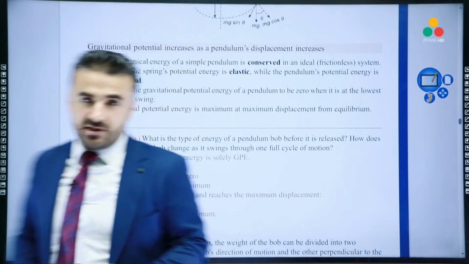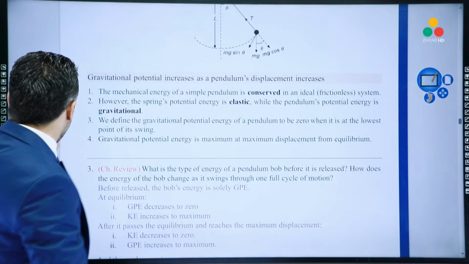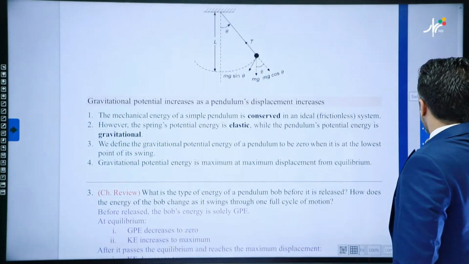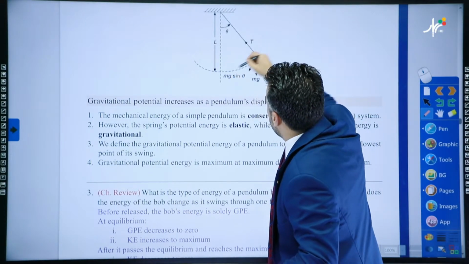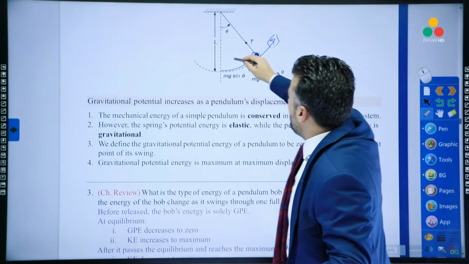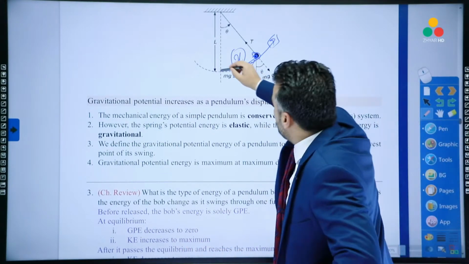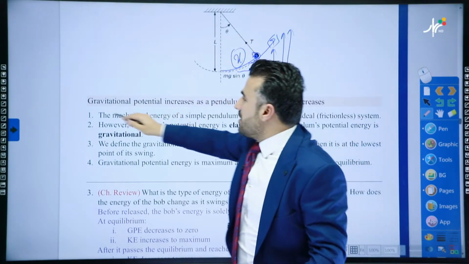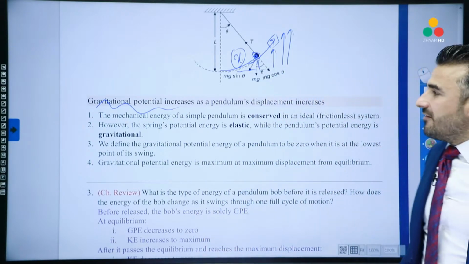Gravitational potential energy increases, of course, as the pendulum's displacement increases. We've mentioned this one earlier. Let's say we have this pendulum that is swinging back and forth. What do you think will happen if the bob is here, and at another point, the bob is here? What will happen when the displacement gets bigger and bigger? This height will increase more and more. So the bigger the height, the more the gravitational potential energy.